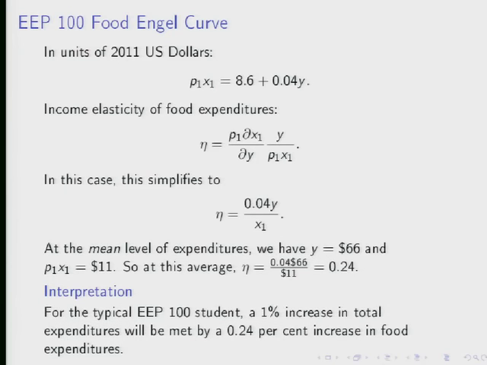So for a typical E100 student, if there's a 1% increase in total expenditures, or income if you prefer, then we'll see a 0.24% increase in food expenditures. So that's the income elasticity, 0.24. Yes? Oh, yeah, that's right. So yes, absolutely.